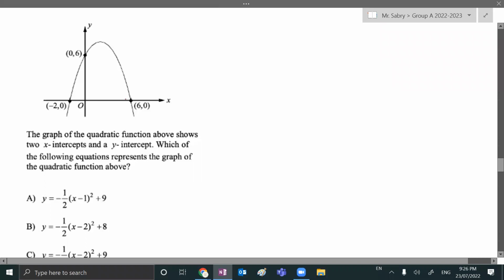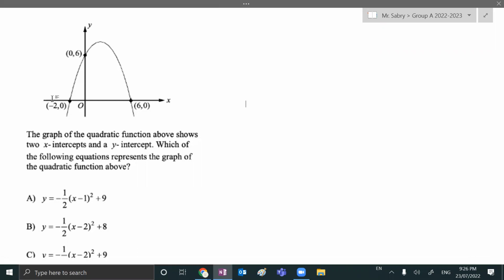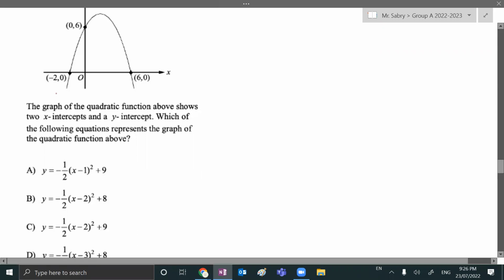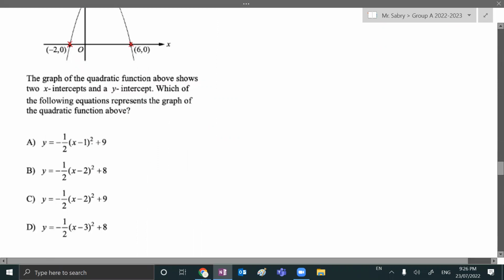So here's the first question. You're given a parabola in a graph. You're given specific points on that parabola, not all the points. You're told that this has 2 x-intercepts shown right there, and you're given also the y-intercept. Which of the following quadratic functions represent this? And once you look at all the choices, you'll find that they're all written in the quadratic form, which is a(x minus h)^2 plus k.